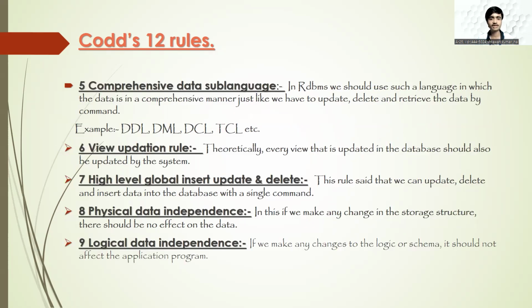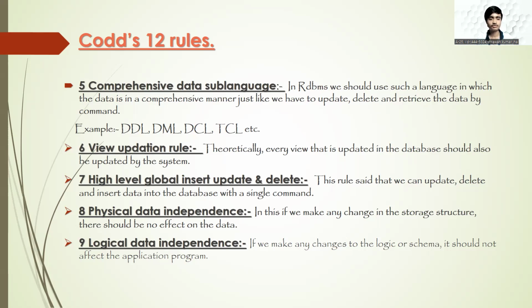Sixth is the comprehensive data sublanguage. In an RDBMS, we should use such a language to handle the data in a comprehensive manner, just like we have to update, delete, and retrieve the data by command. In a database, we use commands to update, delete, and retrieve. There are many examples of comprehensive data sublanguage: DDL, DML, DCL, TCL. DDL stands for data definition language, DML stands for data manipulation language, DCL stands for data control language, and TCL stands for transaction control language.